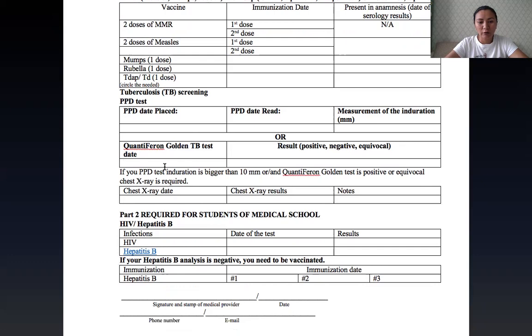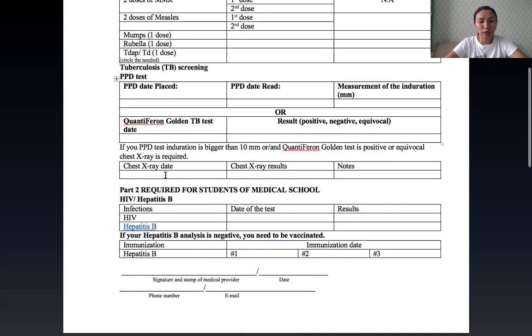And here, for the QuantiFERON-Gold test, you need to indicate the date. Here, the results, whether it's positive, negative, or equivocal. If it's positive or equivocal, you need to undergo a chest X-ray additionally. When it comes to the chest X-ray, you need to indicate the date, results, and notes that were written by the doctor.